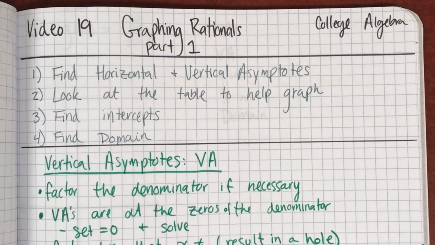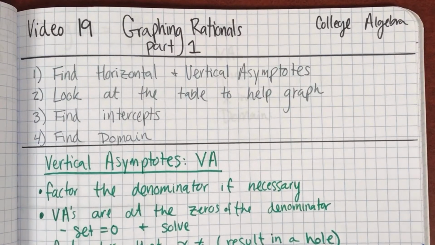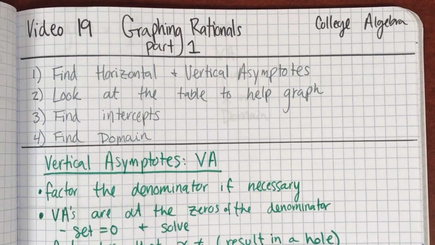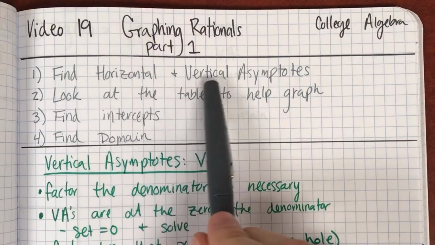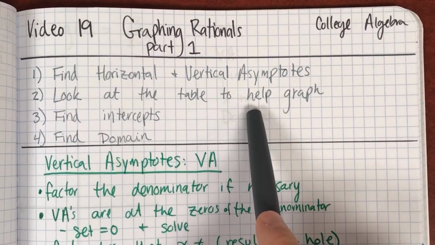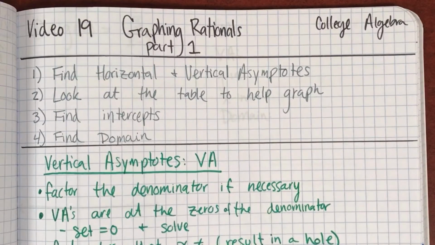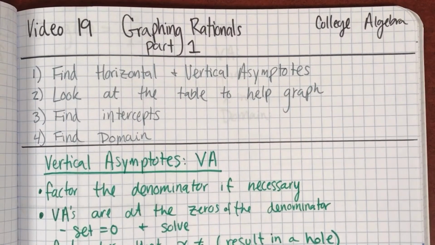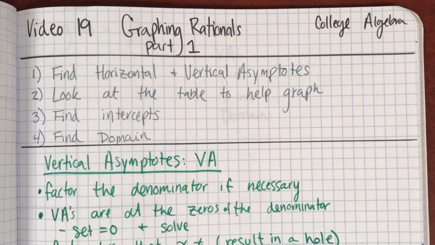This is video 19 for College Algebra. We're going to be looking at graphing rationals, and this is actually part one of two videos that we'll be talking about graphing. So we're going to be looking at how to find the horizontal and vertical asymptotes. We're going to use the table to help us graph, and then we're also going to find intercepts and the domain.